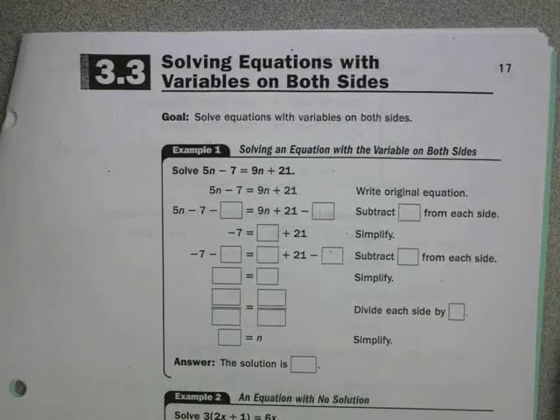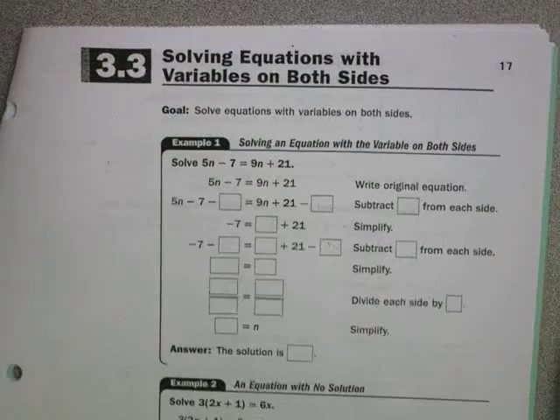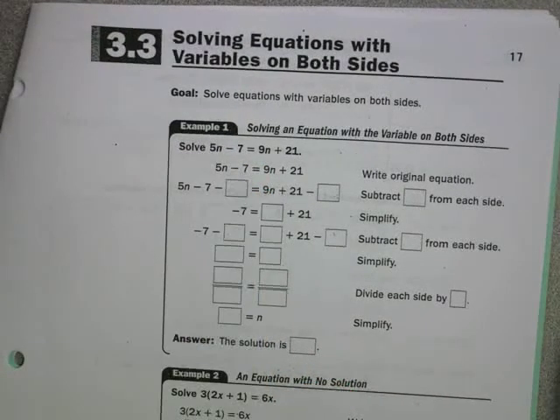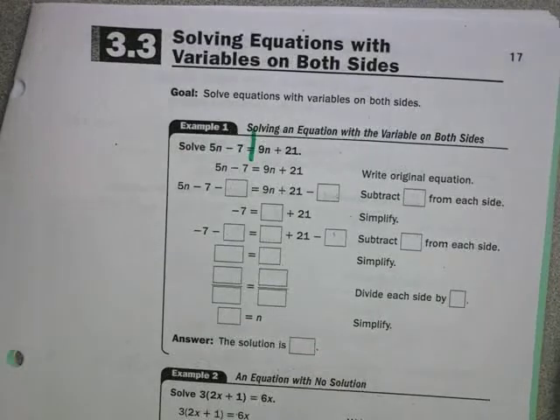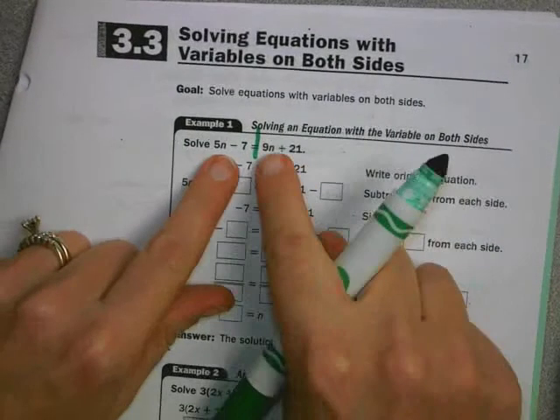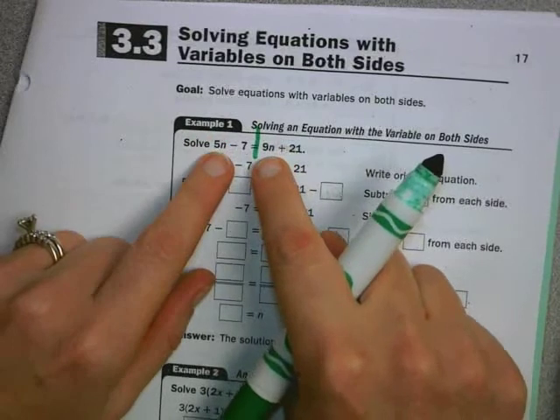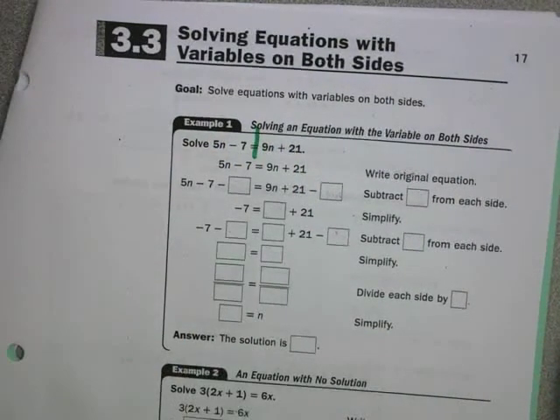Okay, in this section of 3.3, we're going to be solving equations with variables on both sides. You need to remember that if you have variables on both sides of the equal sign, it's like there's that big bar up there, and you cannot be combining them together. You cannot put 5n and 9n together to make 14n. They're on opposite sides. In order to fix that problem, you need to do the opposite of what is happening.